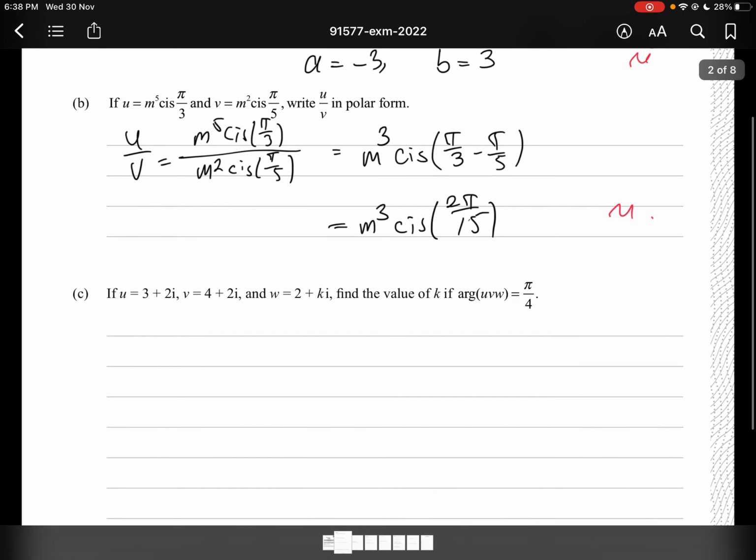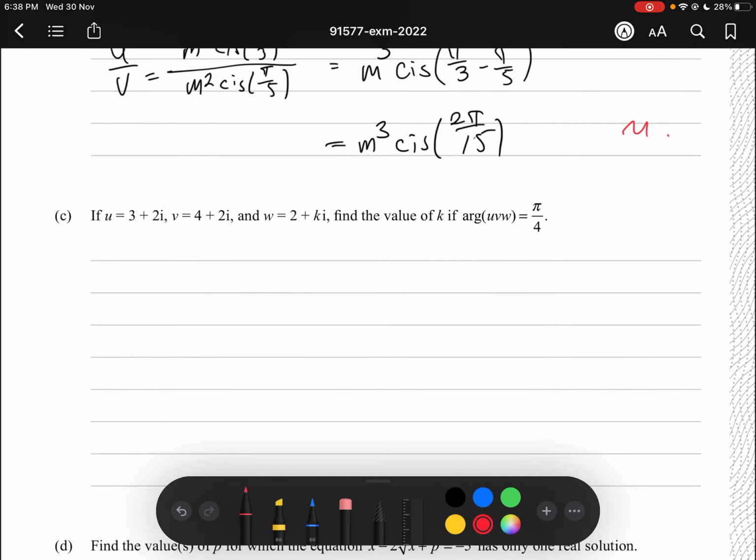For question C, we see that if u equals 3 plus 2i, v equals 4 plus 2i, and w equals 2 plus ki, find the value of k if the argument of u times v times w is pi over 4. For this question, I reckon that we should first multiply u, v, and w to get an expression for the real and imaginary parts of uvw.